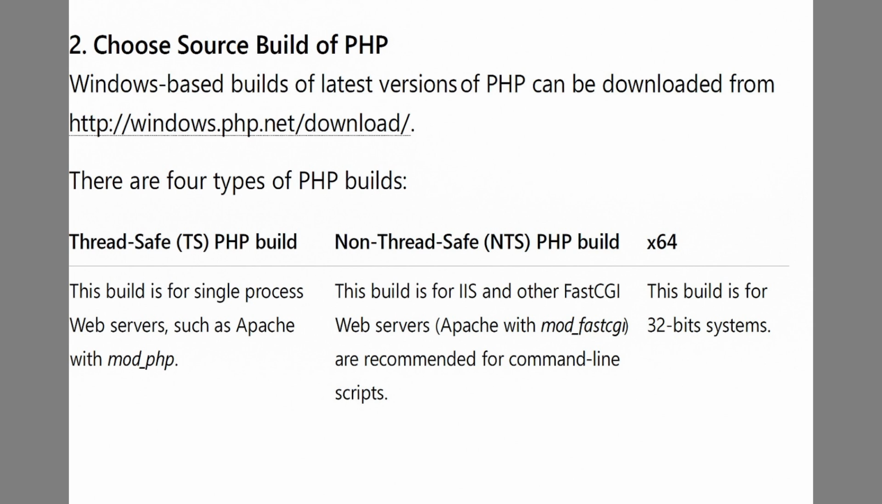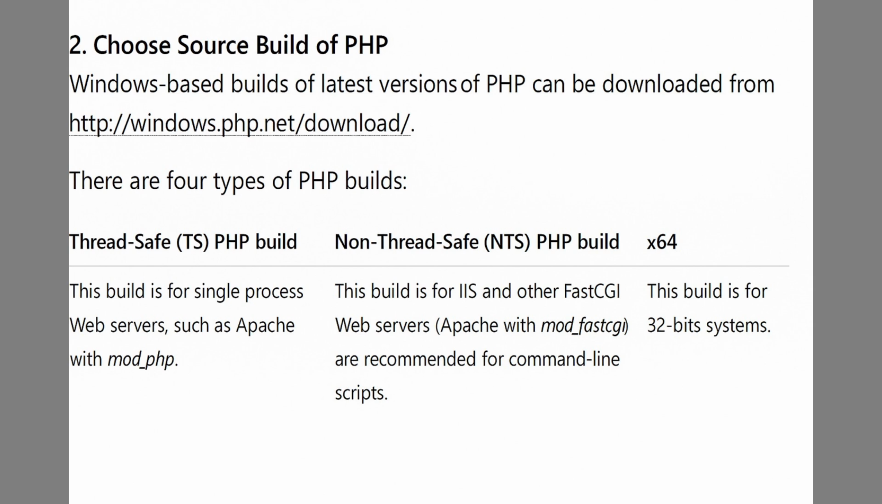x86 PHP build. This build is meant for 32-bit systems. If your computer uses a 32-bit version of Windows, or if your Apache build is 32-bit, you must download this version of PHP. x64 PHP build. This build is for 64-bit systems. Most modern computers and versions of Windows fall into this category. It's important that the architecture of PHP matches the architecture of both Apache and your operating system. Otherwise, PHP will not run properly.